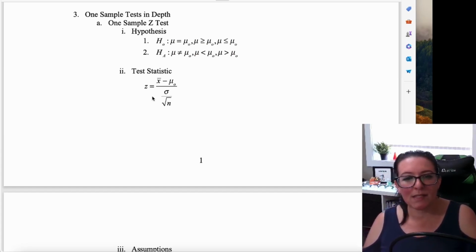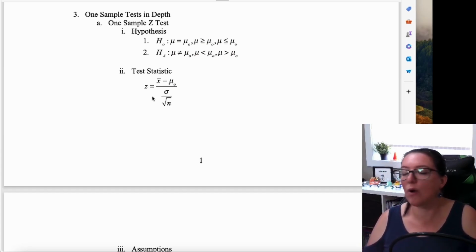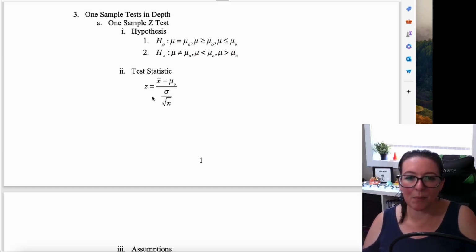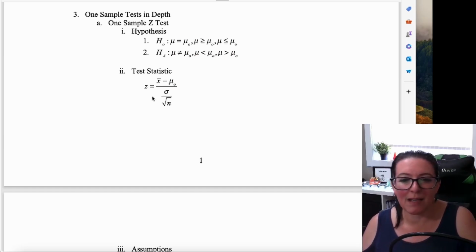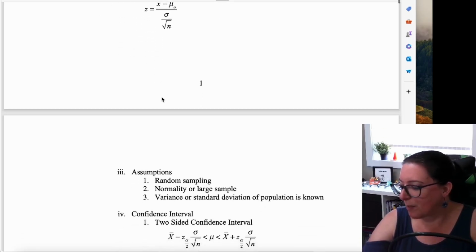If we are doing a one sample Z test, our test statistic is this z-score that we've seen before, which is x bar, the sample mean, minus what we think that mu is, divided by sigma, divided by the square root of n. And we're using a z-score if we know the standard deviation of the population.